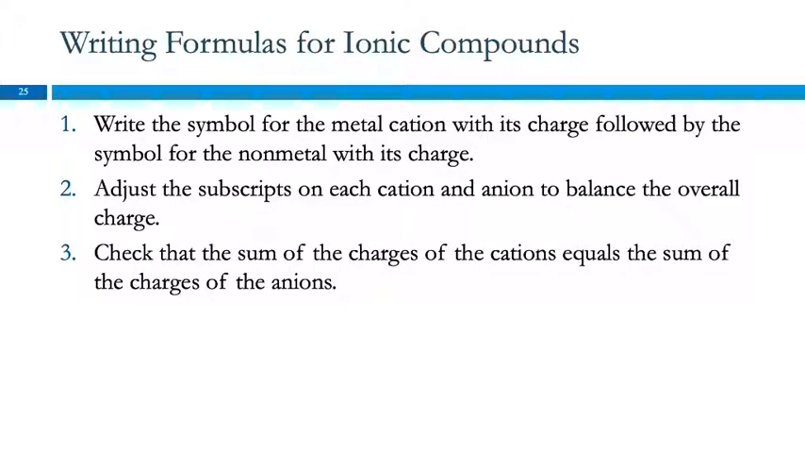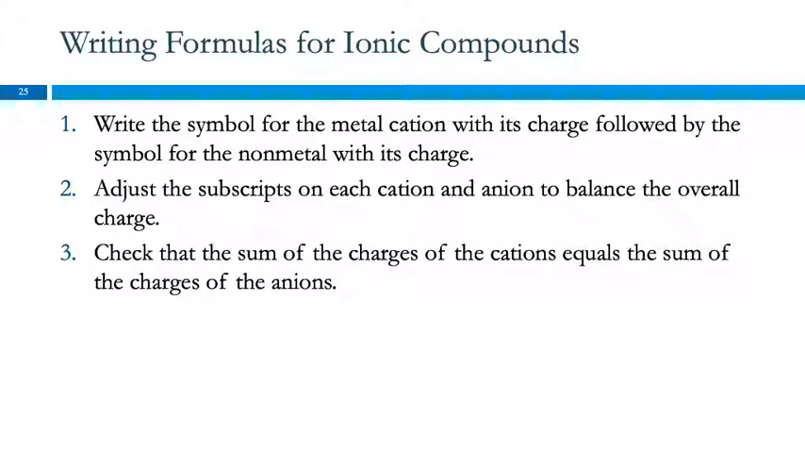So how do we write formulas for ionic compounds? Here's a list of instructions for those of you who like lists of instructions. Write the symbol for the metal ion, the cation, with its charge, followed by the symbol for the anion with its charge. It's really important to have the correct charges in there. We adjust the subscripts on each cation and anion to balance the overall charge, and then we check that the sum of the charges of cations equals the sum of the anions.